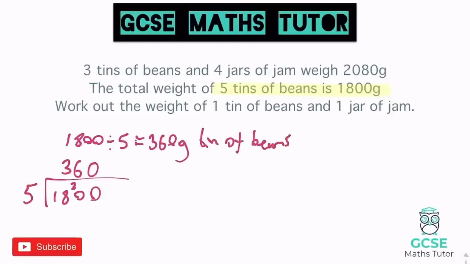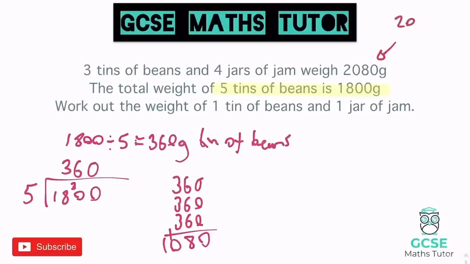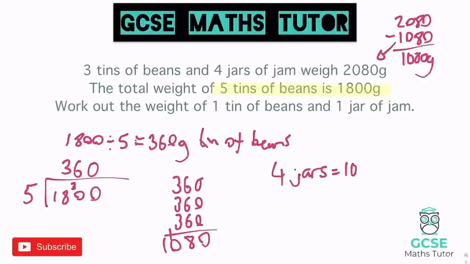It then says 3 tins of beans and 4 jars of jam weigh 2,080 back in the first line. So if we work out the weight of 3 tins of beans now, well, 3 of those would be 360, 360 and 360. And if we add those all up, we get 1,080. So that's the weight of those tins of beans. So if we subtract that away from this original amount, so 2,080 take away 1,080, that leaves us with 1,000 grams. So those 4 jars of jam, so 4 jars equals 1,000 grams.